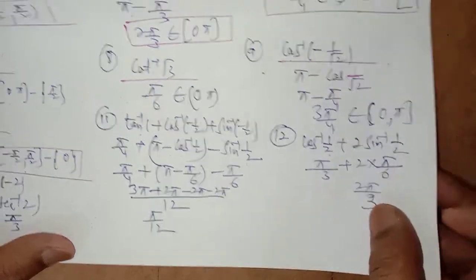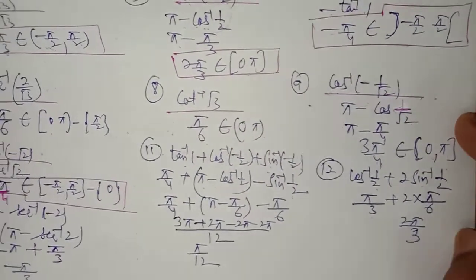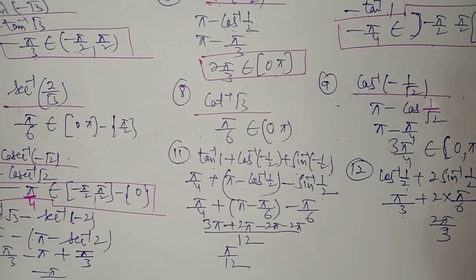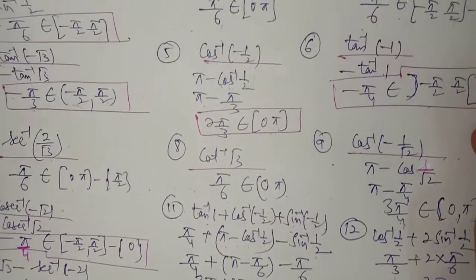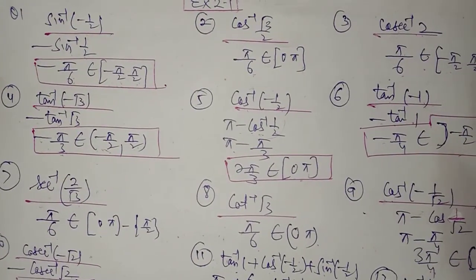So these are very simple questions of exercise 2.1, in which you have to find the range of the principal value branch of the given inverse trigonometric function. We'll discuss the remaining in the next lecture.